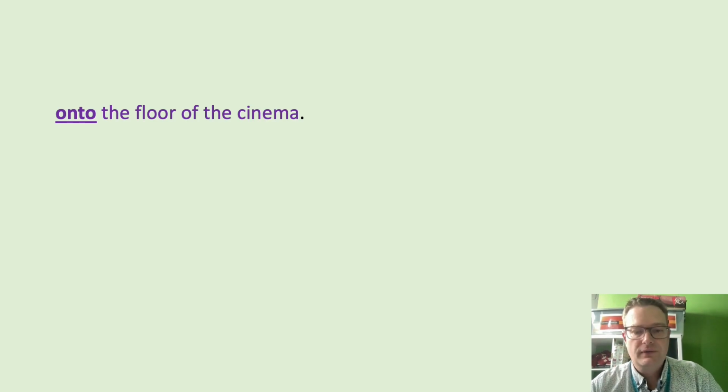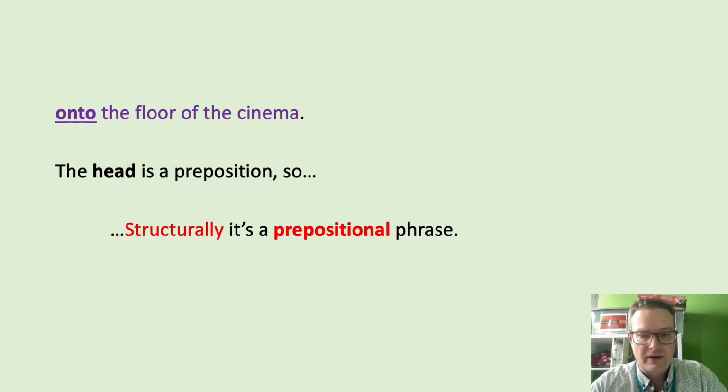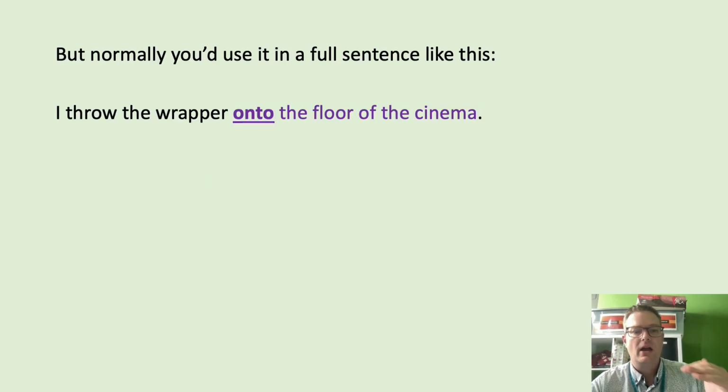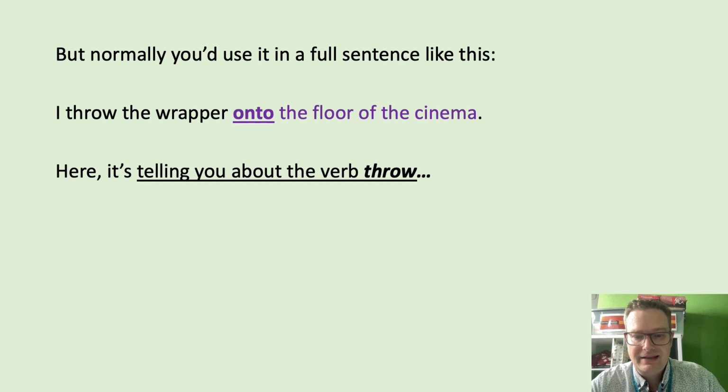Look at this one. Onto the floor of the cinema. What's the head there? Hopefully you work out it's onto because the floor of the cinema is telling us onto what. The head is the preposition onto, so that's a prepositional phrase. At least structurally, this is a prepositional phrase. Some textbooks will also say, hang on. In a full sentence, you'd be saying something like, I throw the wrapper onto the floor of the cinema. And then that means you're telling us about the verb throw. And if you're telling us something about how or where or when you're doing a verb, what tells us about verbs?